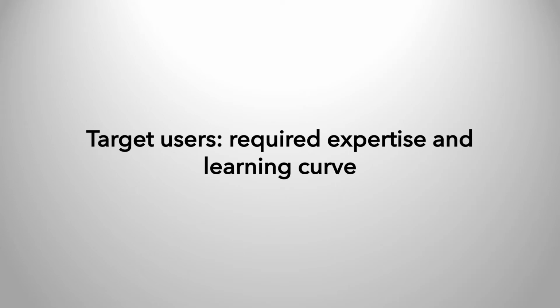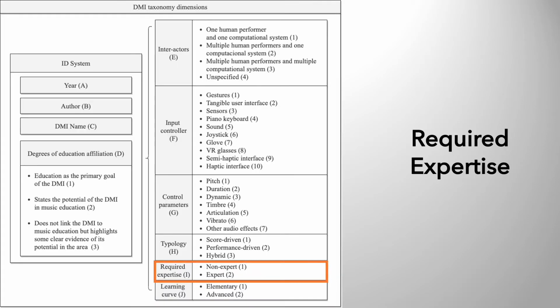To characterize the DMI design considerations related to the target users, we adapted two dimensions in our taxonomy: required user expertise and the DMI learning curve. The required expertise is subdivided into two categories: non-experts, for example, novice users with little to no knowledge of music theory and practice, and experts, for example, users with advanced training in music theory and practice. This split characterizes the required initial experience to manipulate a DMI expressively.